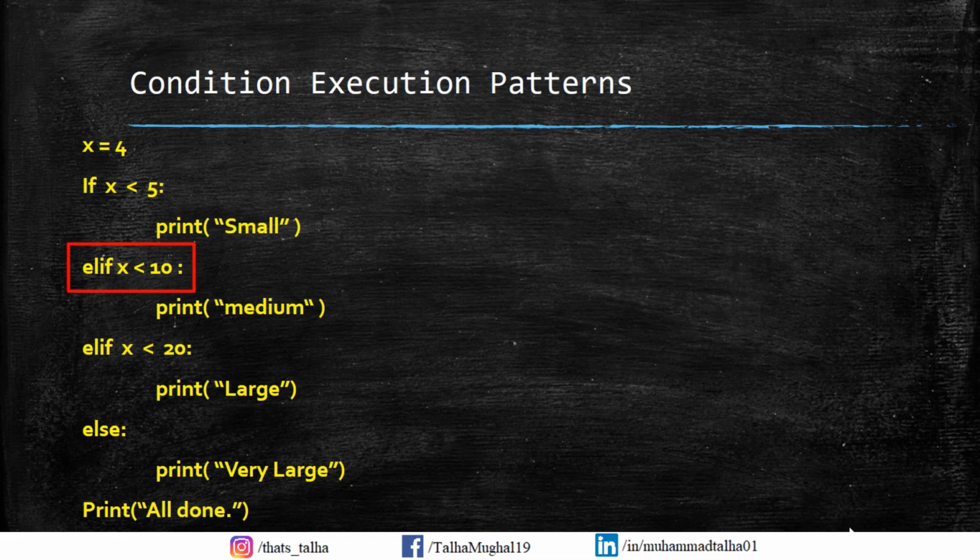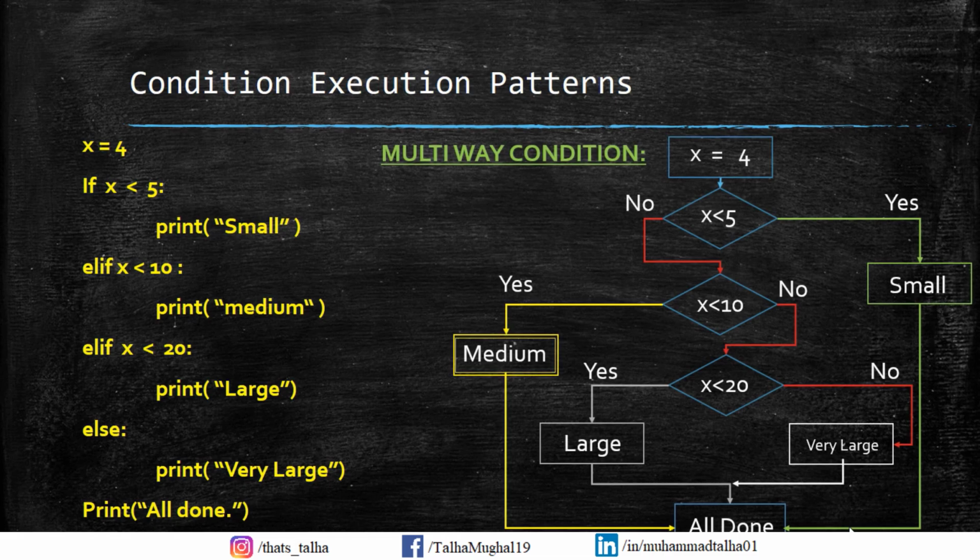Now if this condition is satisfied, the program will print out medium, and after that it will ignore all the coming conditions and print out all done. Now if the second condition is also falsified, the program will look for another condition, and this process will go on until it finds an appropriate condition or an output. We will try to see what is actually going on in this program using our control flow chart.